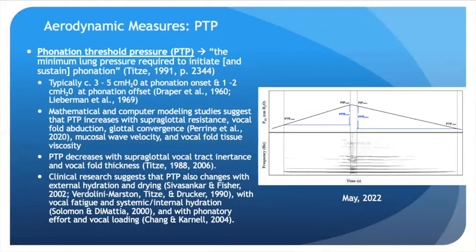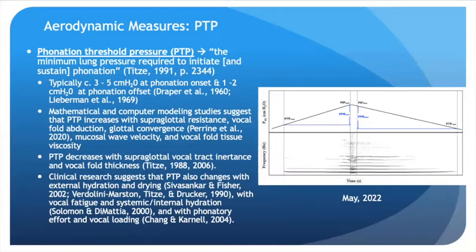Mathematical and computer modeling studies suggest that PTP increases with supraglottal resistance, vocal fold abduction, glottal convergence versus divergence, mucosal wave velocity, and vocal fold tissue viscosity. Studies by Titze indicate that PTP decreases with supraglottal vocal tract inertance and vocal fold thickness.